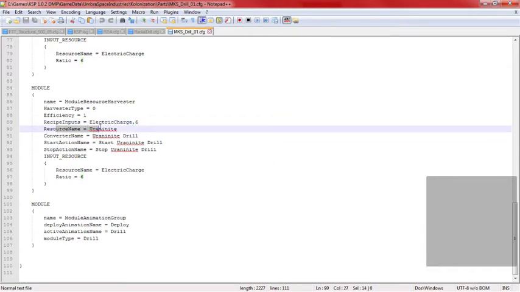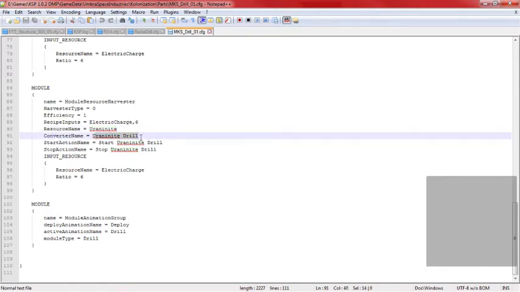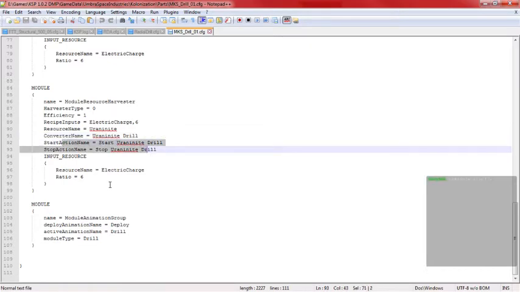So, resource name is the resource that you are drilling for. This particular one drills for uranite. Converter name, that's just the name given to basically whatever it is, the drill. It's just what comes up in the user interface. Same goes with those two, pretty much self-explanatory.